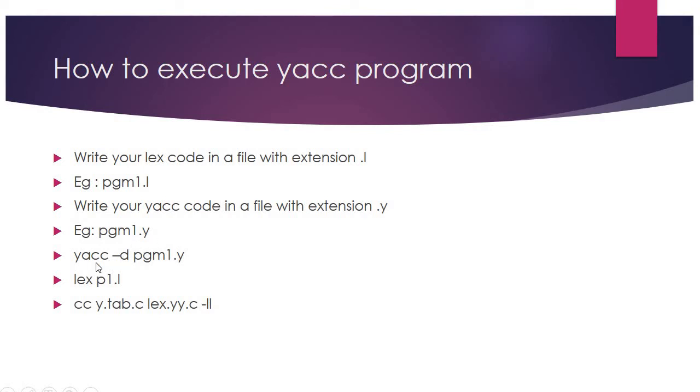So now first you have to generate the C program which is equivalent to your Yacc program. For that you have to give yacc space -d space program name .y. In this example, yacc -d program1.y. So this will create the y.tab.c as well as the y.tab.h file.